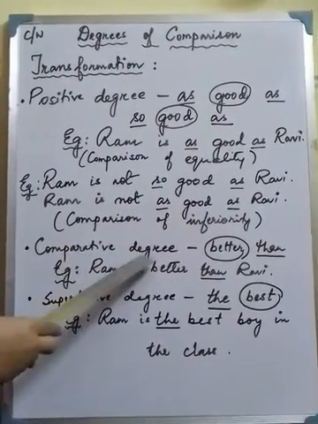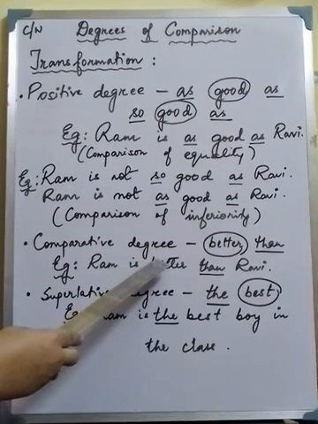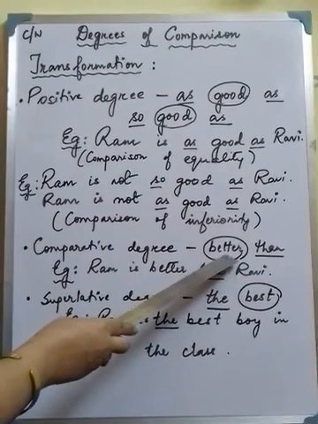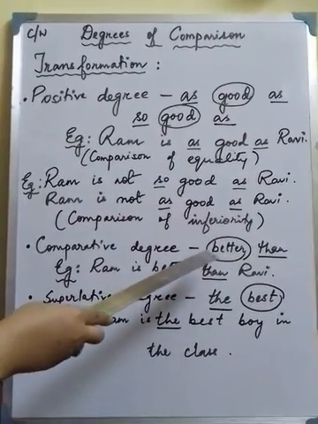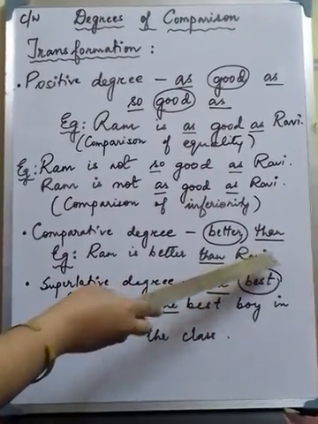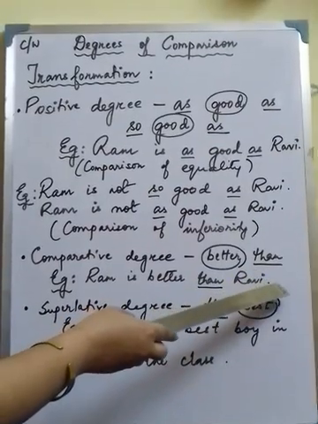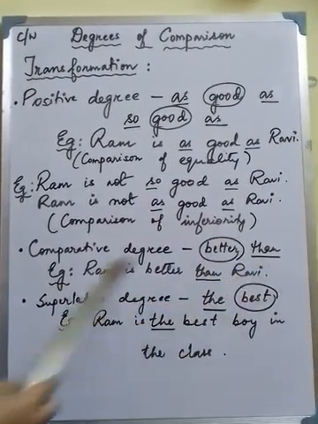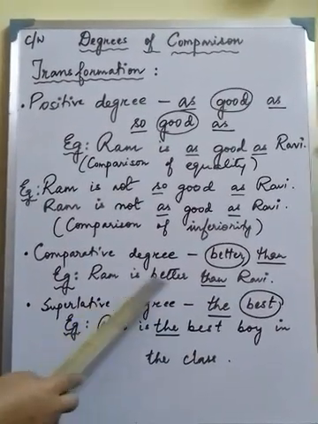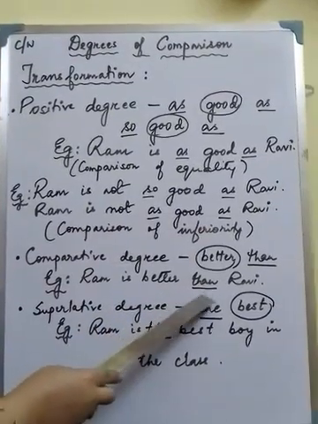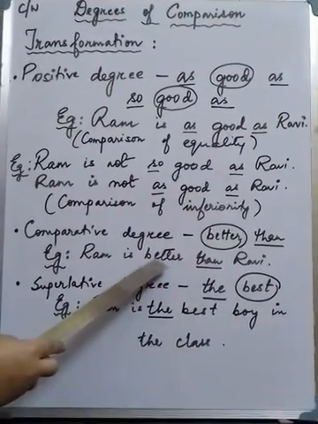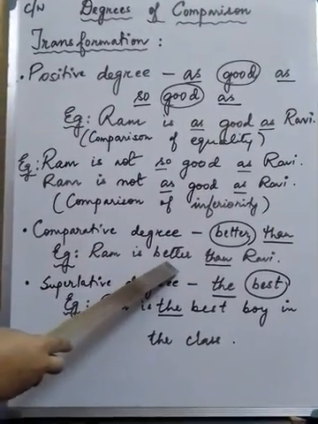Next, let us move on to comparative degree. In a comparative degree sentence, we use the comparative degree of the adjective, which is better here, and right after the degree of adjective we have to use than, and not then. I repeat, it is than. Better than. For example, Ram is better than Ravi. Here who is better? Ram is better than Ravi. Better is in the comparative degree, and than is used after the comparative degree as a rule.